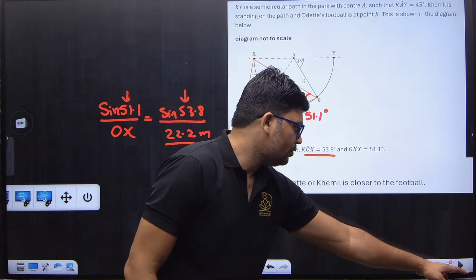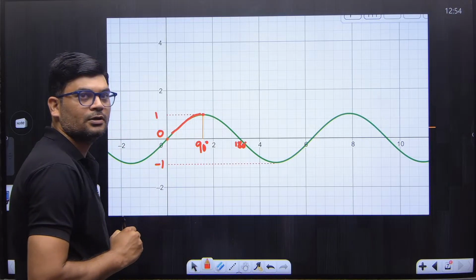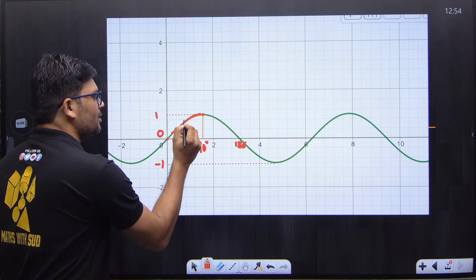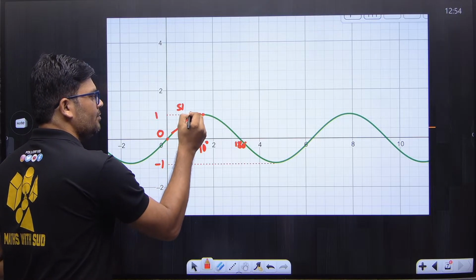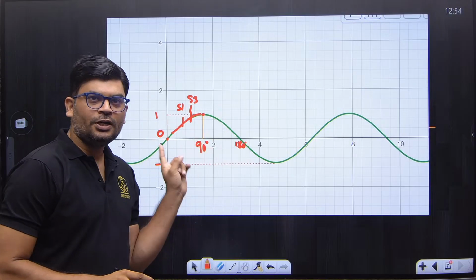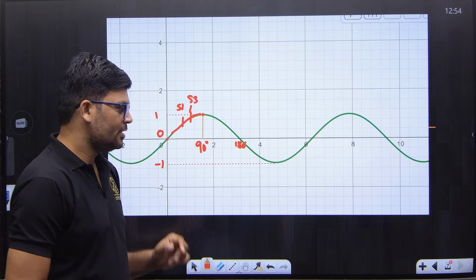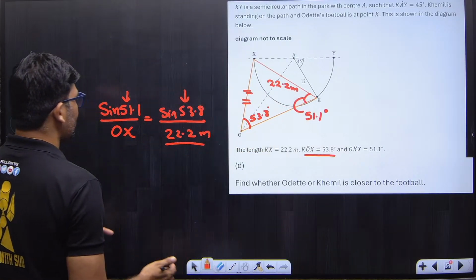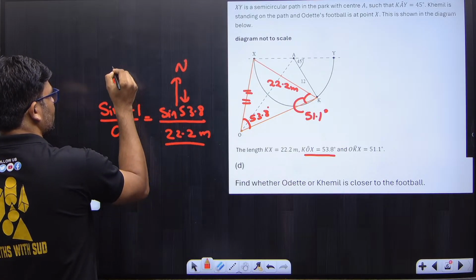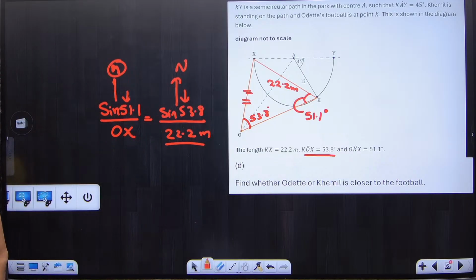Try to understand this graph. Can you see the value of the graph is increasing? Suppose somewhere here it is 51 degrees, and here it is 53 degrees. From 51 to 53 degrees, will the value of sine increase or decrease? Increase. From the graph, you can say that this numerator is greater than this smaller numerator. Are you getting it?